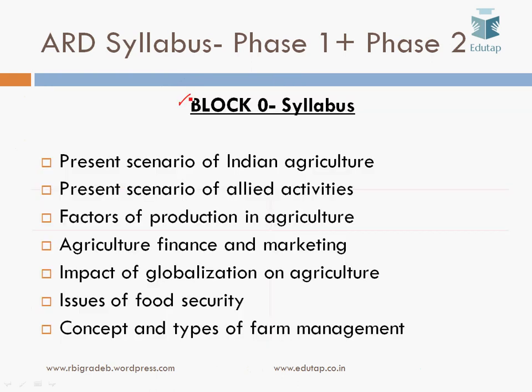If we start with the first or the 0 block, which I have already told you just now, it contains these topics: present scenario of agriculture in India, present scenario of allied activities in India, the factors of production in agriculture, topic on agricultural finance, agricultural marketing, impact of globalization on agriculture, issues of food security and farm management.